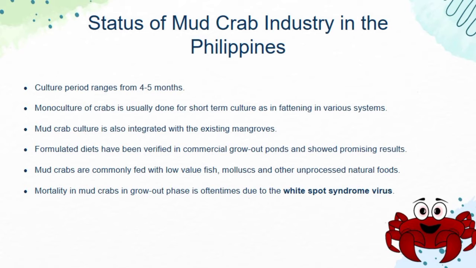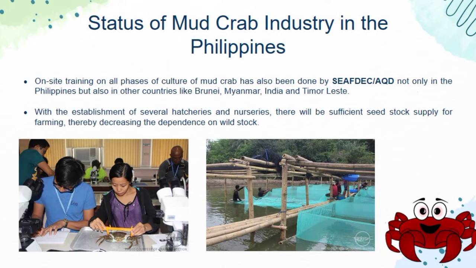Formulated diets have been verified in commercial grow-out ponds and showed promising results. Mud crabs are commonly fed with low-value fish, mollusks, and other unprocessed natural foods. Mortality in mud crab in the grow-out phase is oftentimes due to white spot syndrome virus. On-site training on all phases of culture of mud crab has also been done by SEAFDEC/AQD not only in the Philippines but also in other countries like Brunei, Myanmar, India, and Timor-Leste, with the establishment of several hatcheries and nurseries. There will be sufficient seed stock supply for farming, thereby decreasing the dependence on the wild stock.